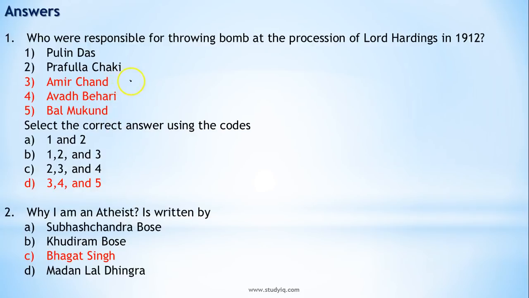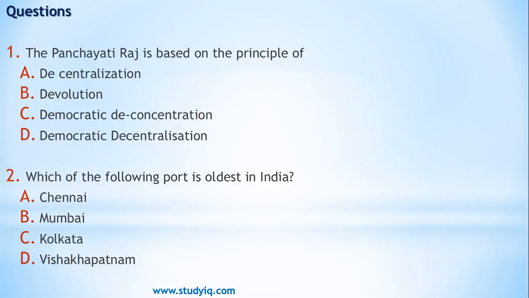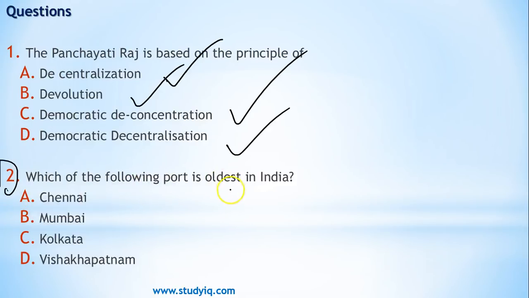With this, dear friends, you have the answers. The answer is Amir Chand, Awadh Bihari and Bal Mukund, and Bhagat Singh, who wrote that book, Why I Am an Atheist. And today's questions, dear friends: the Panchayati Raj is based on the principle of decentralization, devolution, democratic deconcentration, or democratic decentralization. And the second question is, which of the following ports is oldest in India? Chennai, Mumbai, Kolkata, or Visakhapatnam?